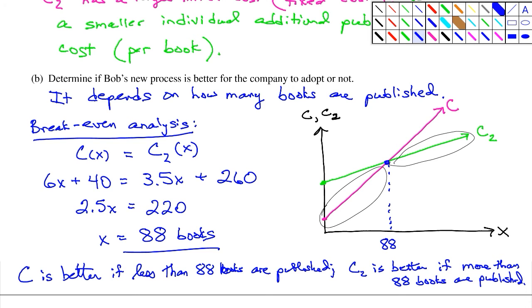And then, of course, we didn't mention anything about 88 except that it's the break-even point, which by definition means that they cost the same at 88 books if you use either method, so it doesn't matter. So it's either less than or more than, and at 88 we don't care.